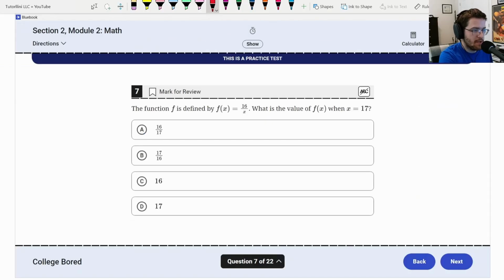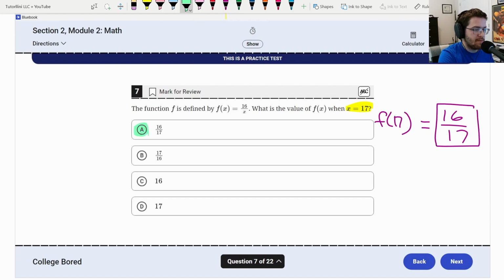Okay, question 7. So we're given a function, and they want us to find what happens when x equals 17. So we're going to replace all the x's with 17. In other words, we're going to find f of 17. So all these x's just get replaced with a 17. So f of 17 is equal to 16 over 17. And that is the value of f of x. That's not able to be simplified. So that gives us answer choice A.